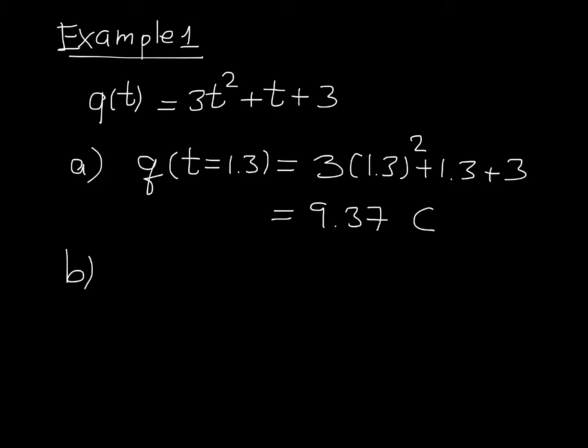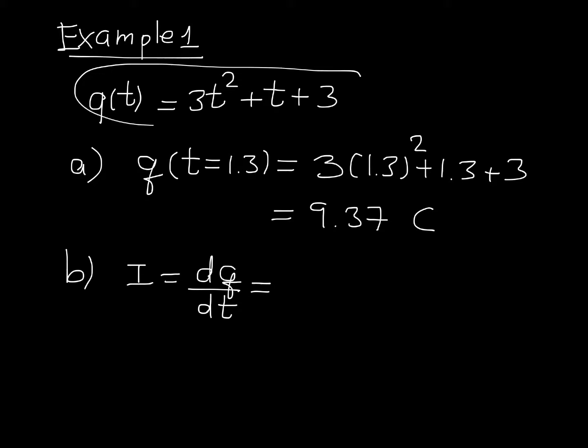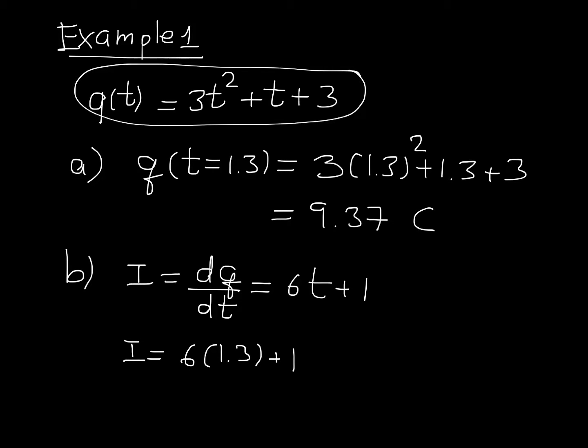In part B, we are asked to calculate the electric current. We know that the current I is dq by dt. So we differentiate this function and we get 6t plus 1. At t equal to 1.3, the current I is 6 times 1.3 plus 1, which is 8.8 amperes.